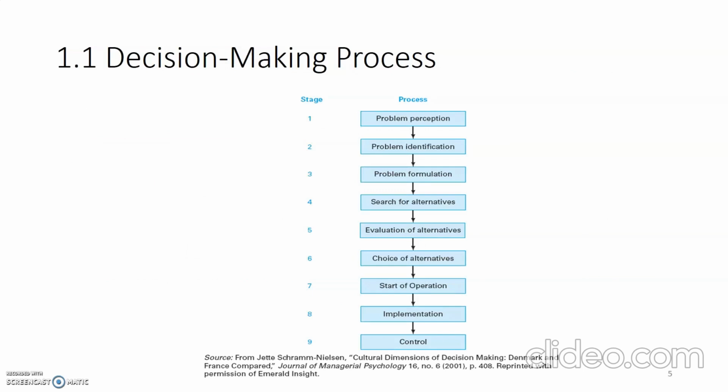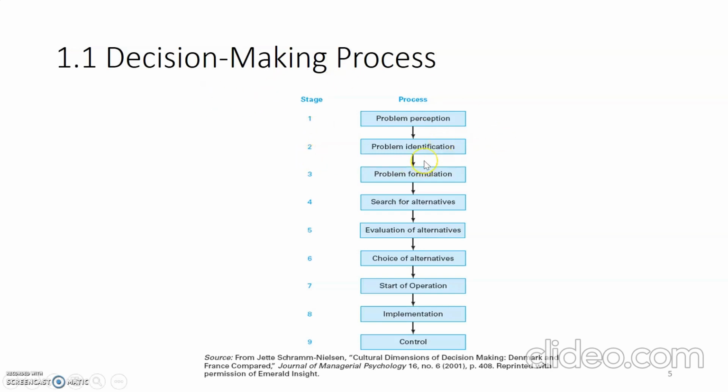The decision-making process usually starts with the first stage, problem perception. When we say problem, we are not referring to huge problems such as how to solve poverty, just issues in management. It can be issues of quality. It can be issues in hiring high quality employees and so on.